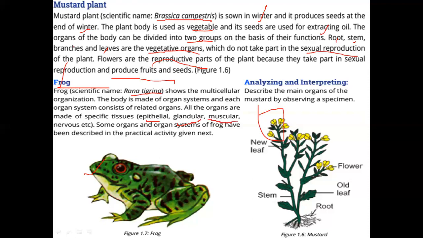The next one is muscular tissues, which are for the movement of certain organs; and the nervous, which coordinates the whole of the body. So organs are arranged in organ systems, and then they form a body. And dissection of the frog we will see, inshallah, in our practical.